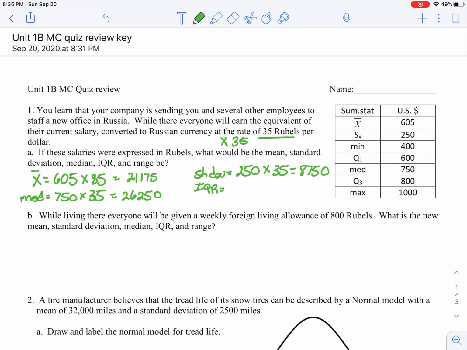So let's do the interquartile range. If I come over here, here is quartile 1 and quartile 3. So we're talking about the difference between these two. So that means I'm going to have an interquartile range of 200. And to finish it off, we have a range. And again, we have a max of 1,000 and a min of 400. So that means that my range is going to be 600.